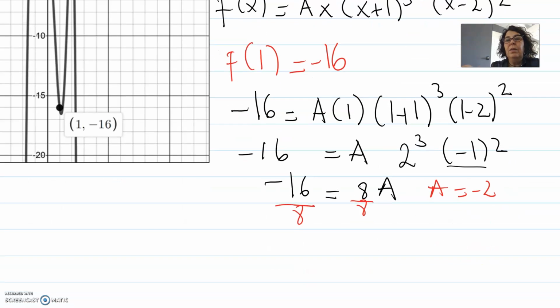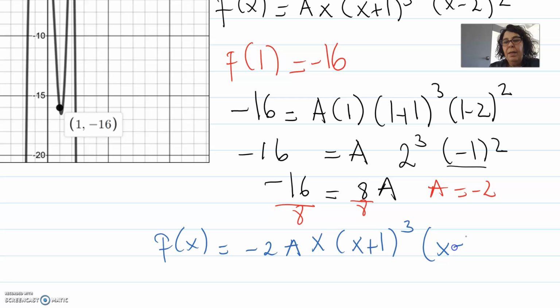Then final answer, our polynomial turned out to be f of x is equal to -2 times x, times x plus 1 cubed and x minus 2 squared.